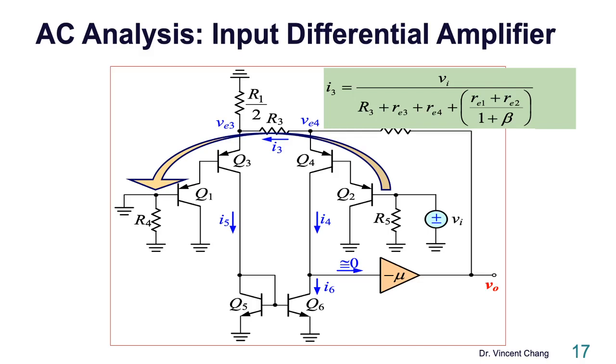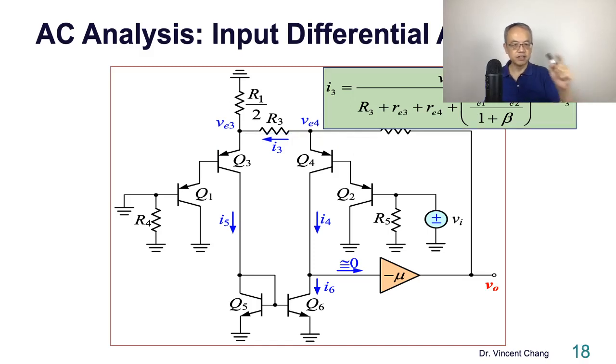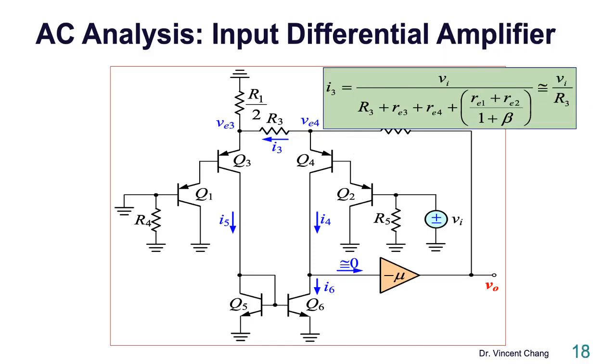But R3, of course, is much, much greater than the rest of the emitter resistance, not to mention they are divided by 1 plus beta. So you can neglect the 4 small emitter resistances and get this one: VI divided by R3. All right? Are you with me? So now let's move forward.